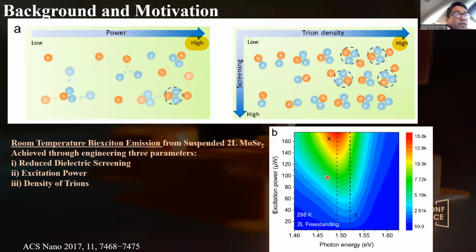Eventually in this particular work, the authors were able to obtain these biexcitons, or many-body particles, at room temperature. So they engineered three parameters. One is, of course, the dielectric screening, which is basically coming from the reduction of the substrate interference. And the other two are the excitation power and the density of the trions. By modulating the excitation power, they were able to modulate the density of the trions. So using a high power, they were able to obtain biexcitons at room temperature, which has very good applications in single photon emitters and of course optoelectronic devices.